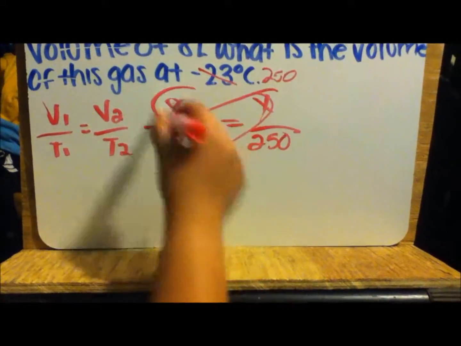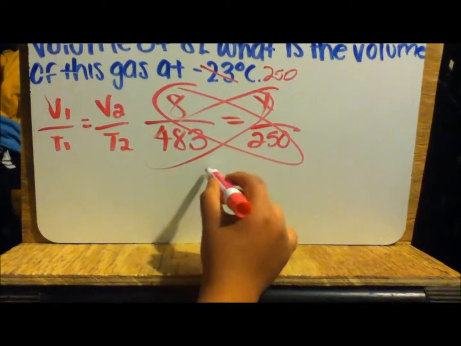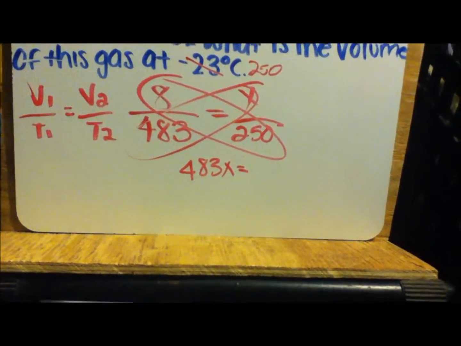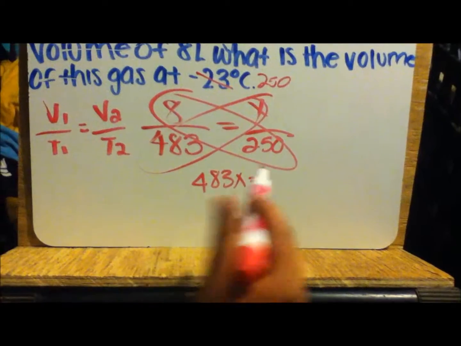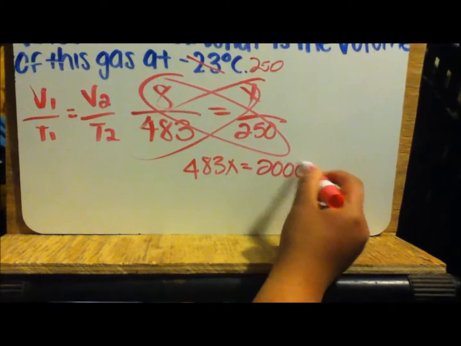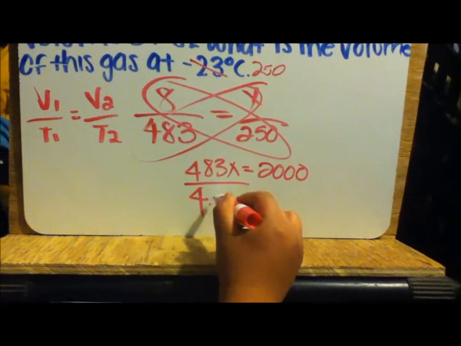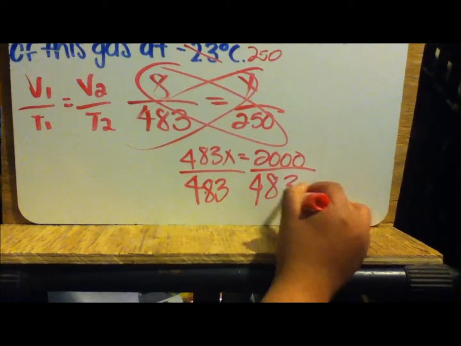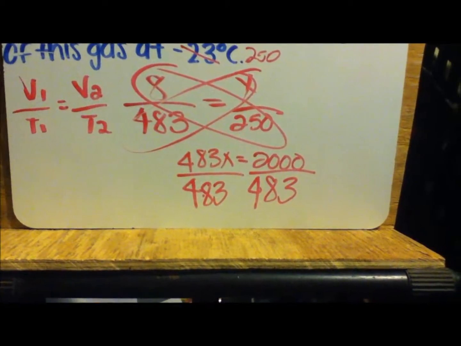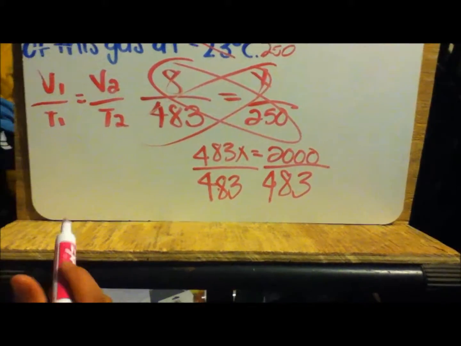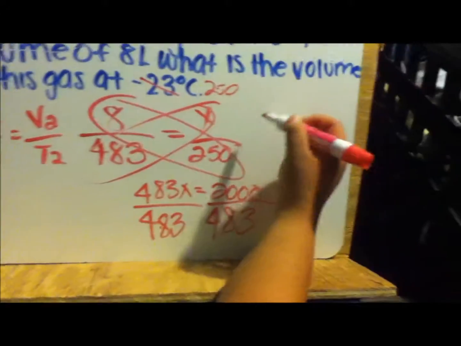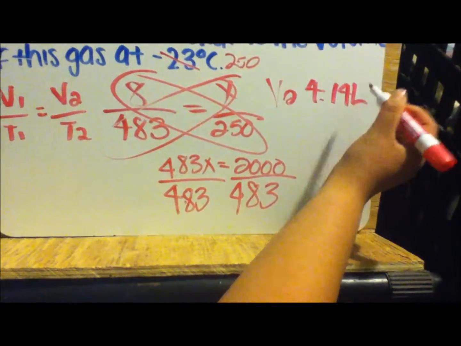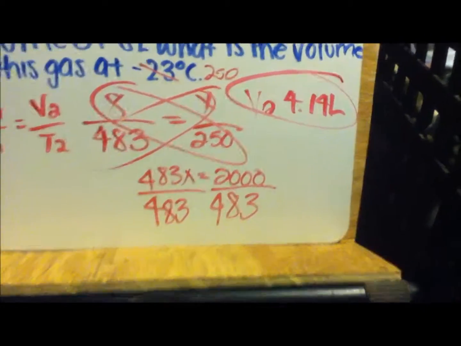We will cross multiply, and that'll give us 483x equals 2000. We will then divide it by 483 to get our second volume, and that will be 4.14. And our second volume is 4.14 liters. And that is the answer to our second and final example.